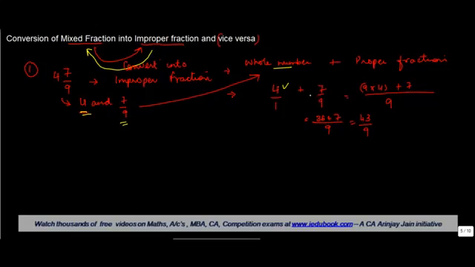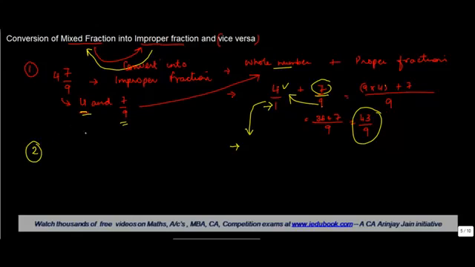Or otherwise, if you want to know simply about this, what we can do is you can simply multiply the whole number by the denominator here and add the numerator and divide it by the denominator. Whenever there is no denominator for the whole number, just multiply the denominator with the whole number and add the numerator and divide it by the denominator to get the improper fraction.